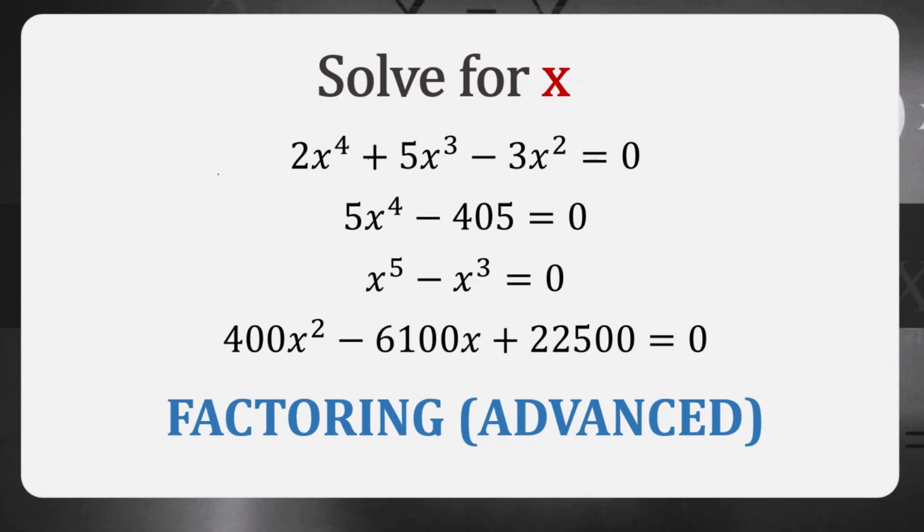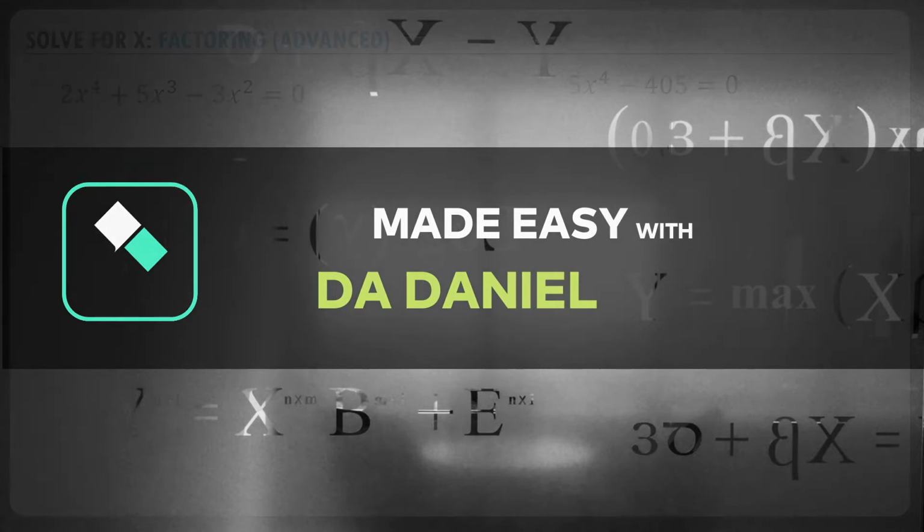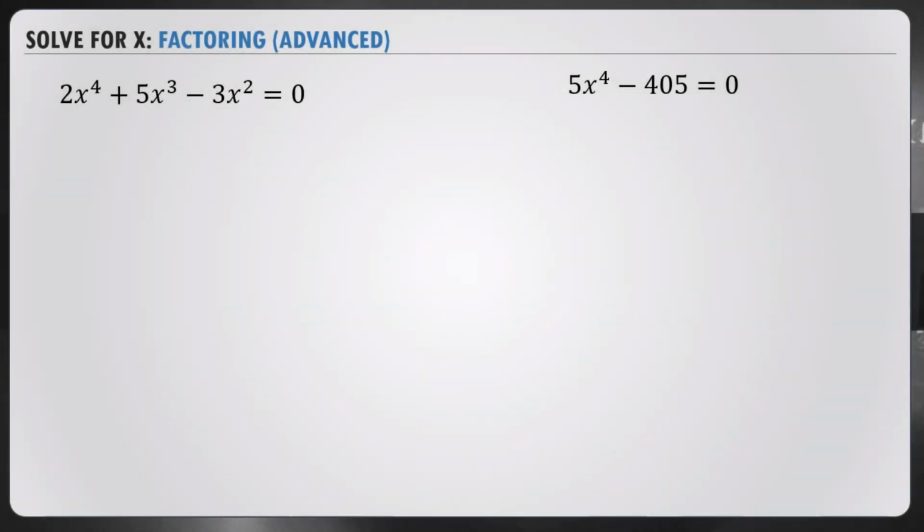Today we will be working on factoring advanced equations like this, which are higher degree equations where the degrees are 4, 3, 5, and you have large numbers in this video. So let's just start. We have 2x to the power of 4, 5x to the power of 3, and 3x squared.